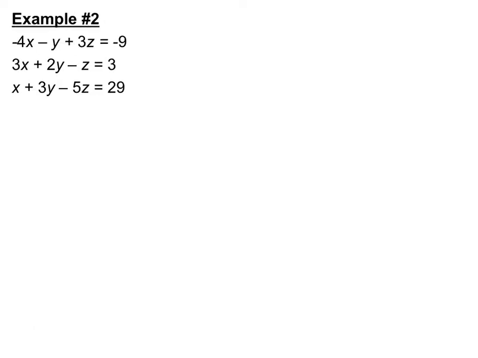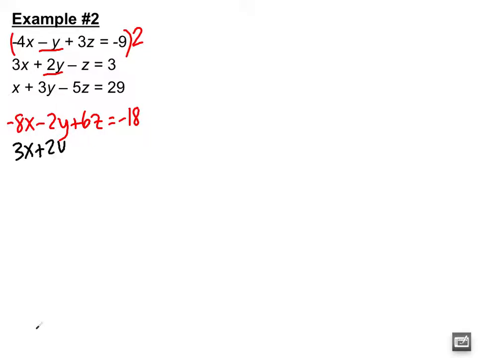Here's our next example. Again, we need to start by determining which variable we would like to eliminate. This time, I'm going to eliminate the y's. If I multiply my first equation by +2, I'll have -2y and +2y. First equation becomes -8x, subtract 2y, add 6z is equal to -18. Second equation stays the same, so I'm just going to rewrite that one. Now when I add, my y's are eliminated, and I have -5x, add 5z is equal to -15.